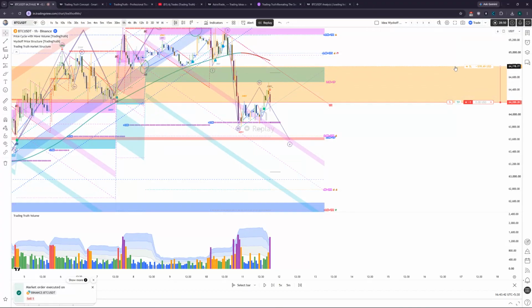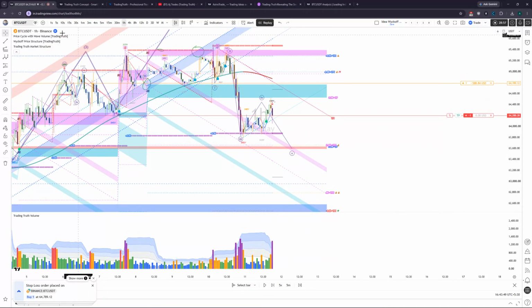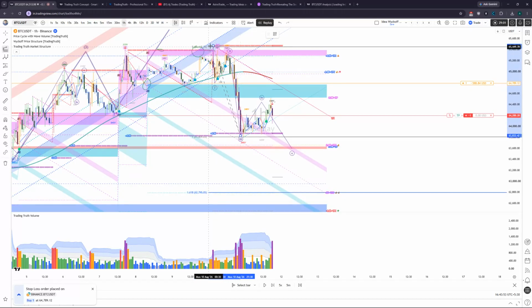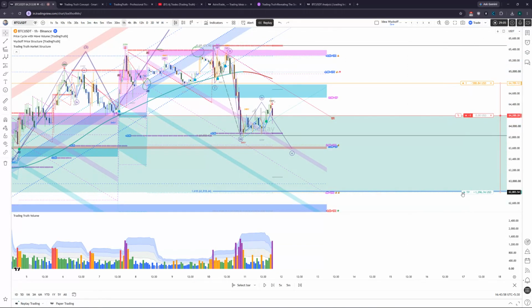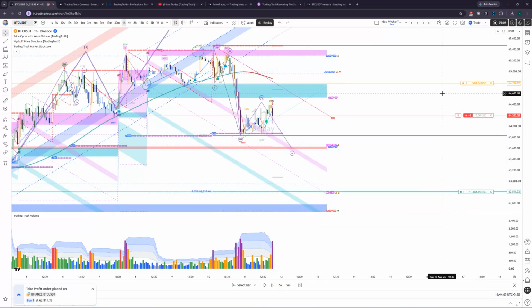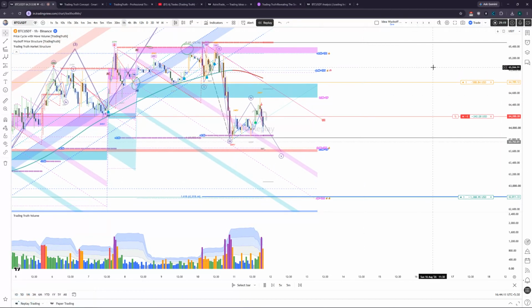Put my SL about here, just 500 bucks. And then I can target, let's take this around this one, 1.618. Okay, and that was my TP2 from the distribution. You see, 4% on this top. Okay, so let's see how it plays out. So we are trading on this fifth wave.